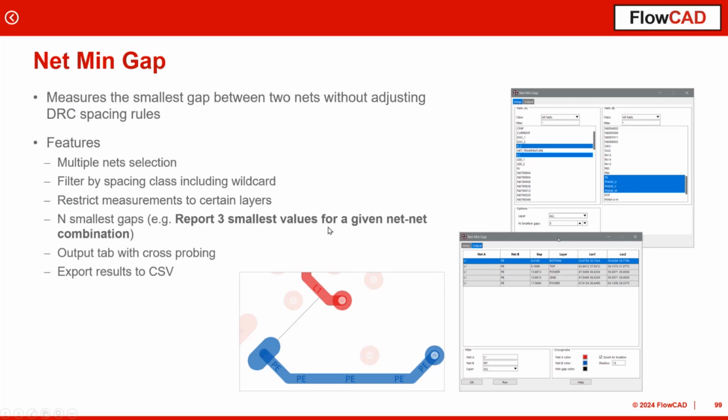The application is really fast. Even if you load in a huge board with hundreds of nets, it's not a big issue. So the underlying measuring mechanism is really fast. So NetMin Gap, this is something I would like to show you as well.